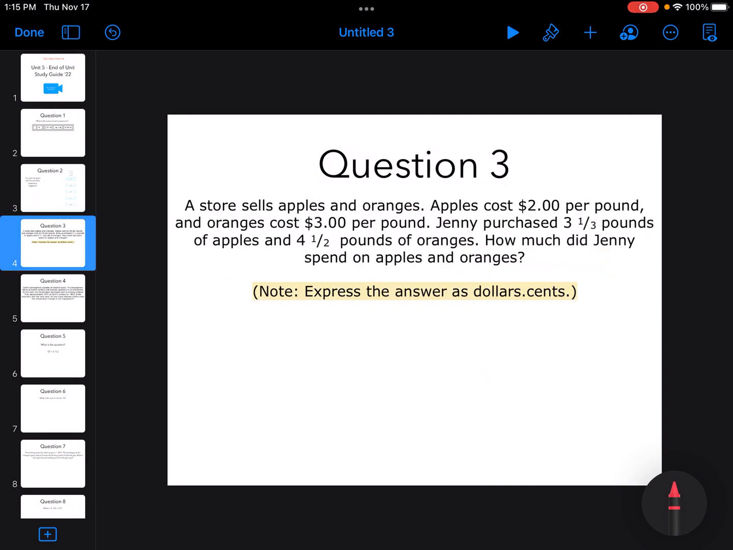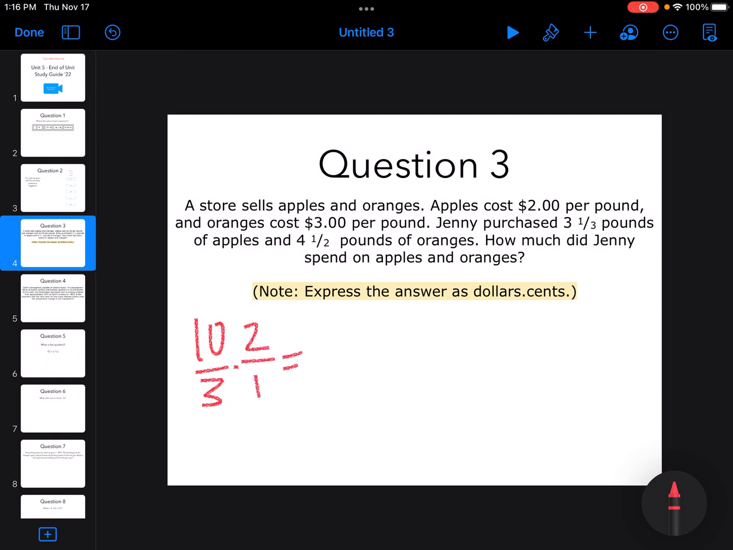A store sells apples and oranges. The apples cost $2 per pound. The oranges cost $3 per pound. Jenny purchased 3 1/3 pounds of apples and 4 1/2 pounds of oranges. So I know that I have 3 1/3. So that's 3 times 3 is 9, plus 1 is 10, so I have 10/3 times $2, so 2/1.